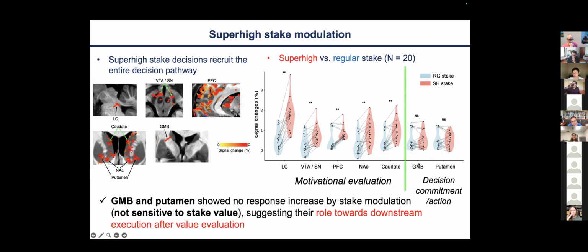So the putamen we already know is responsible for the action selection. And for the gray matter bridge here, it basically suggests the gray matter bridge role is also more similar to the putamen. It's more toward the execution after the evaluation is done. So we have some information here about the gray matter bridge function. So this is the first.